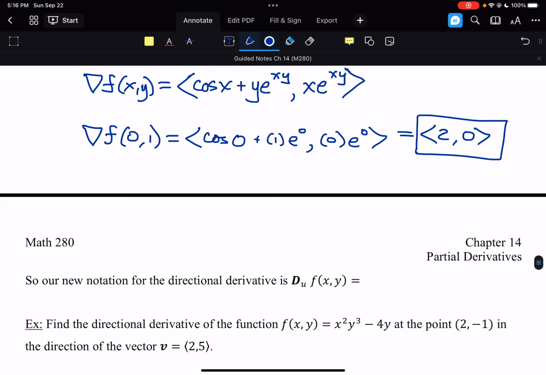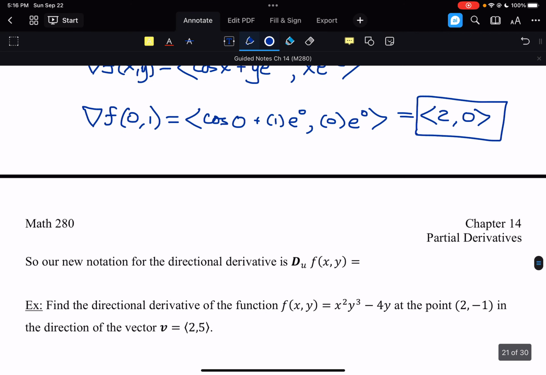All right. So when we're talking about the directional derivative, instead of writing the vector of fx of x y, comma, fy of x y every single time, we just write grad f. So the directional derivative is going to be grad f of x y dotted with u, that unit direction vector.